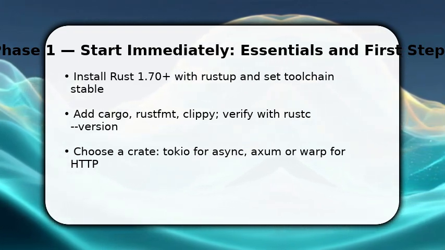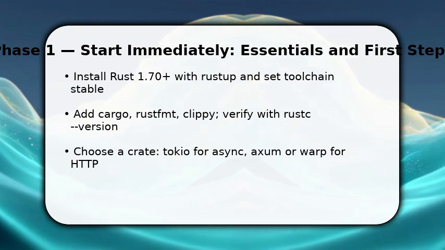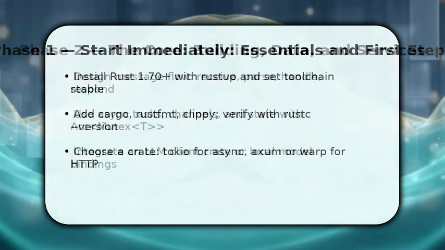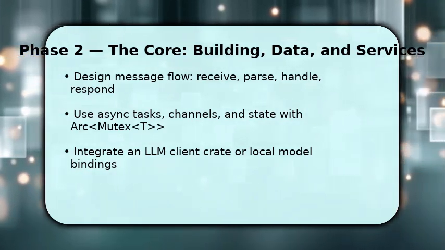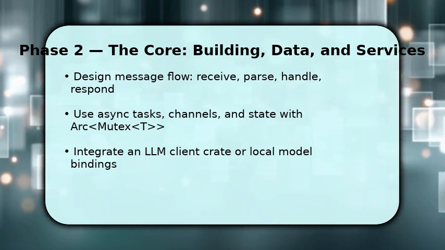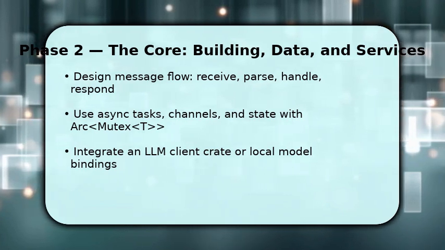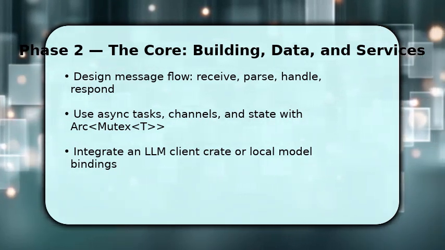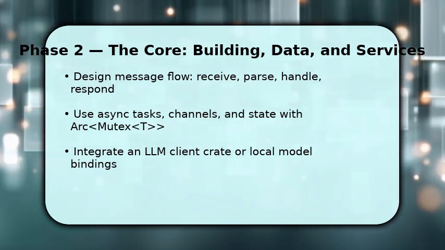Make sure to initialize a new cargo project and commit an initial skeleton to track changes as you proceed. You now implement the core chatbot logic and connect runtime pieces. First, define the message flow: receive input, parse intent, handle with handlers, and produce a response. Use Tokio tasks and channels to keep I/O non-blocking, and manage shared state with Arc and Mutex or RwLock.